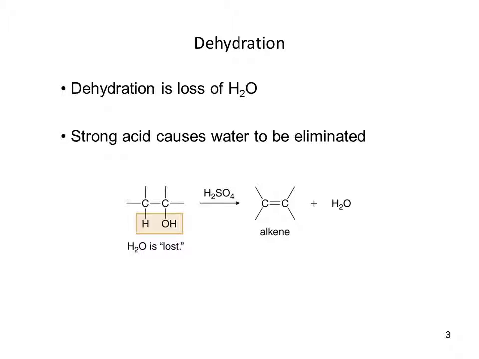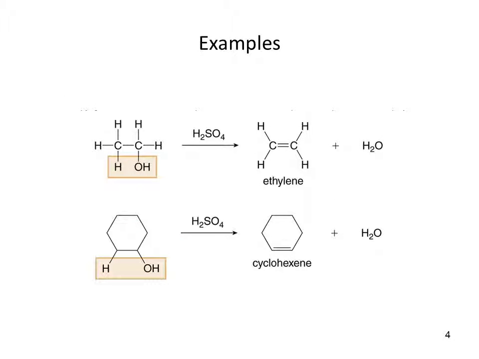Again, sulfuric acid is needed for this reaction to occur. It's a catalyst. Here are some examples. We can take ethanol in the top, treat it with sulfuric acid, and remove water to make ethylene. In the bottom example, we can take cyclohexanol, remove water, and make cyclohexene.